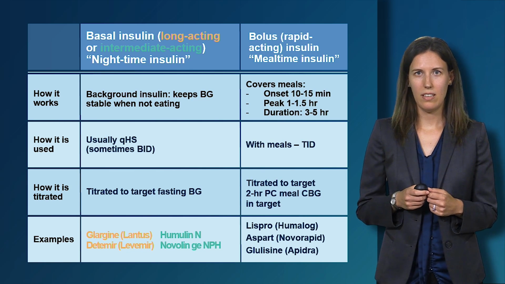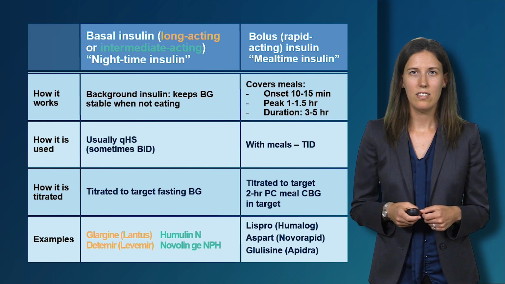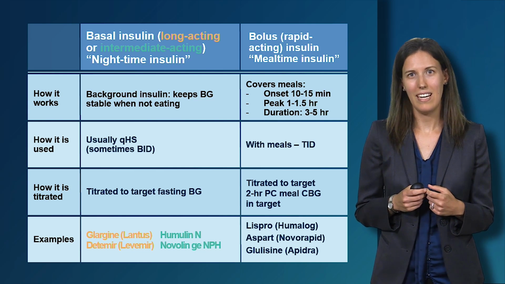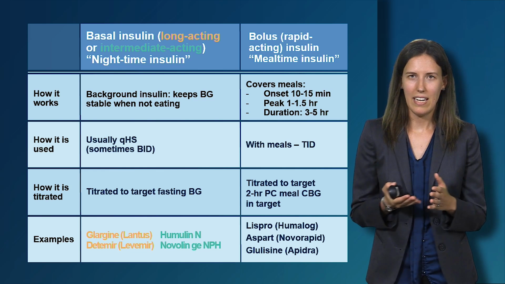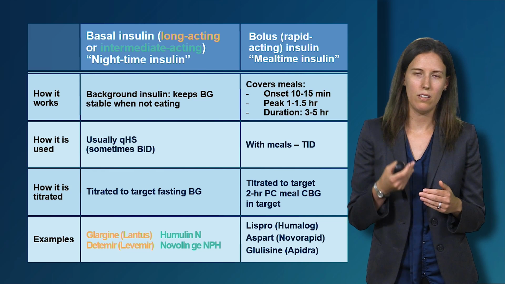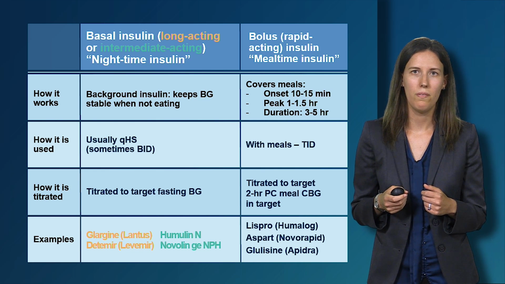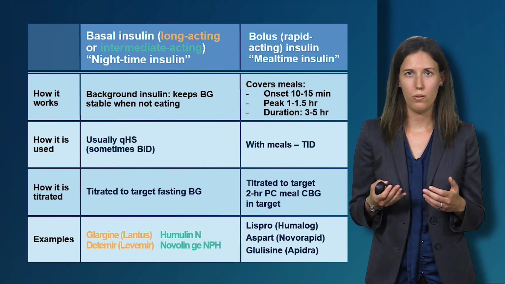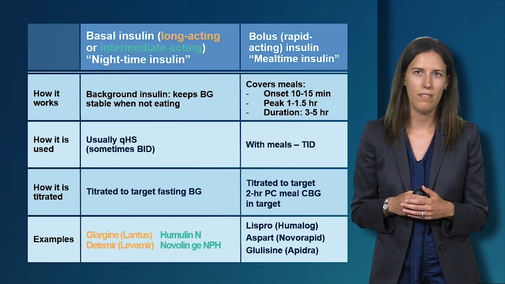The other type of insulin that is used is bolus insulin. This is also referred to as rapid-acting insulin or mealtime insulin because that's when it's given. How it works is that its onset is fast and it has a quick peak, so it covers the meal and the carbohydrate intake during a meal. The onset is within 10 to 15 minutes. It peaks at an hour to an hour and a half and lasts 3 to 5 hours.